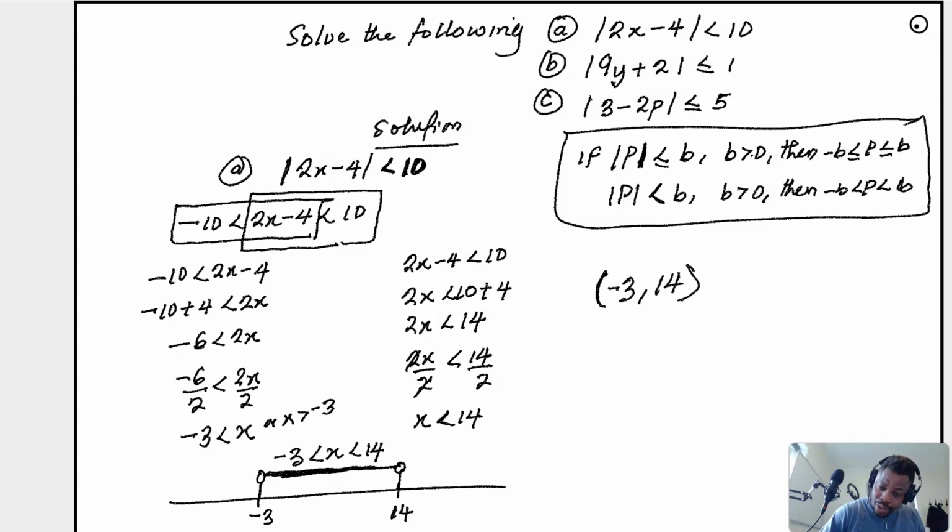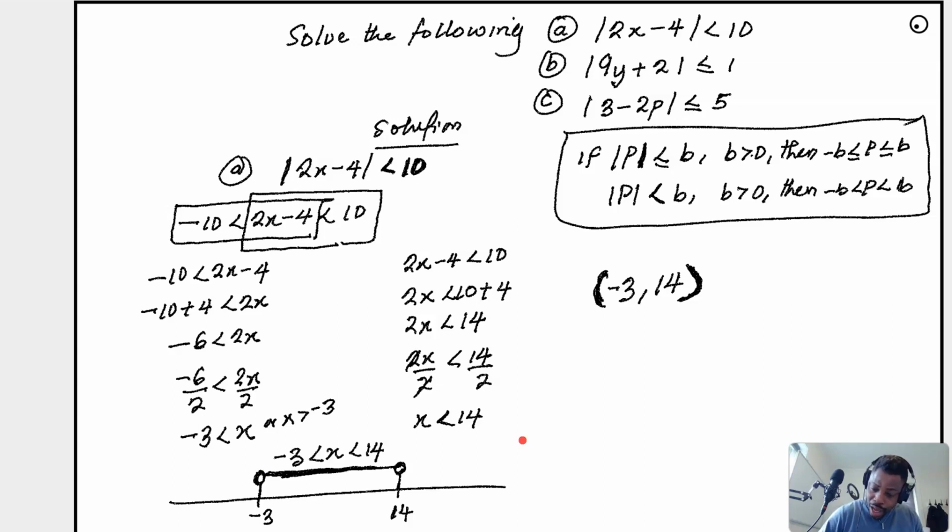Now, please pay attention because this goes a long way. This is a bracket sign, okay? Bracket here simply means that because this is open, it's not going to include minus 3 and it's not going to include 14. Then the values of x that satisfy this inequality are between minus 3 and 14. So minus 3 and 14 are not included. That is why it is open here.